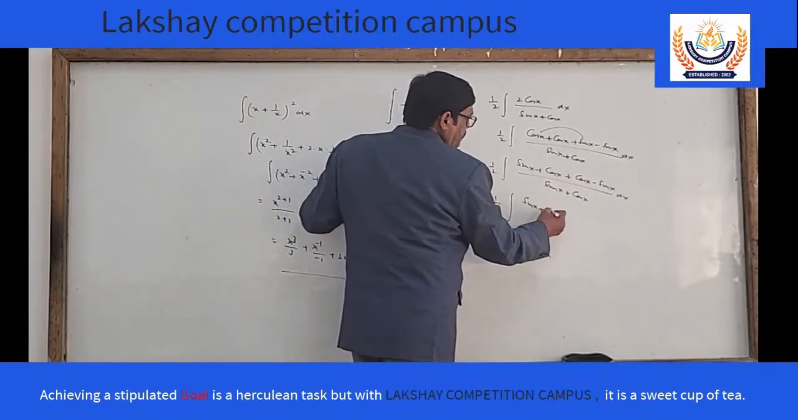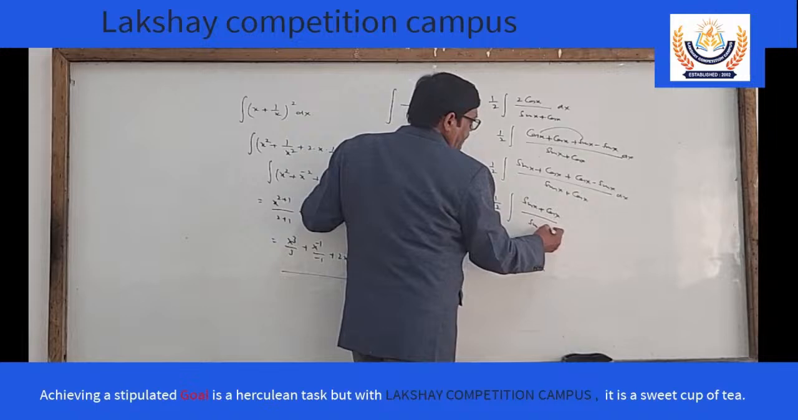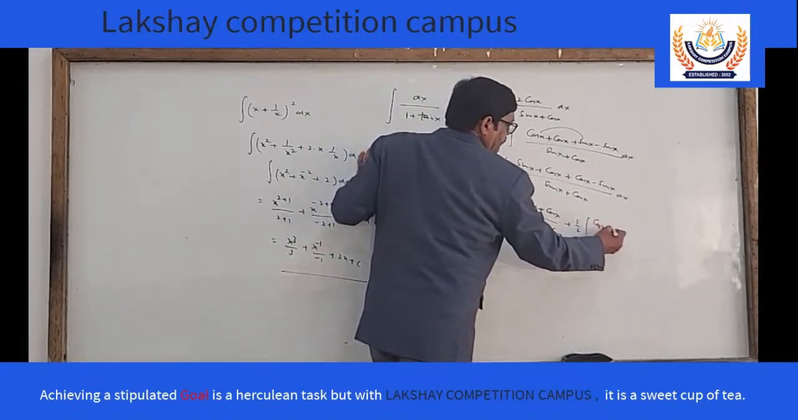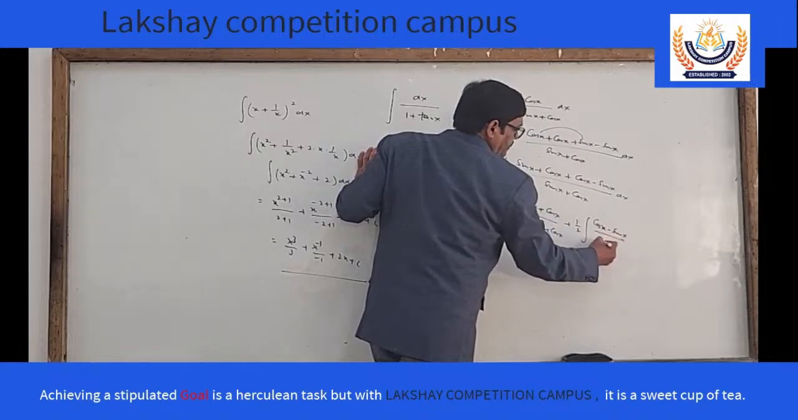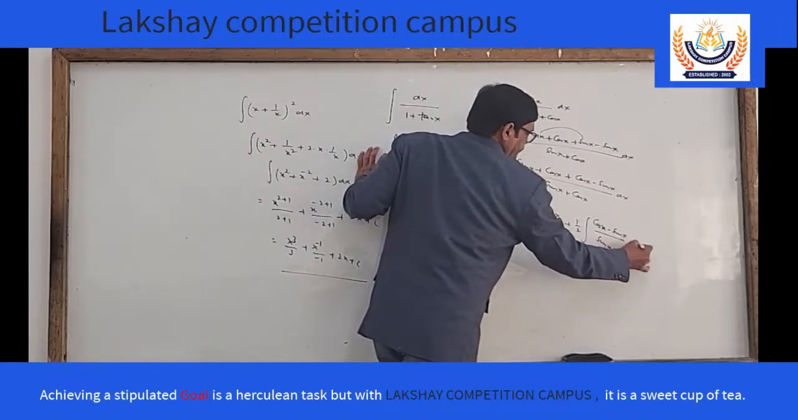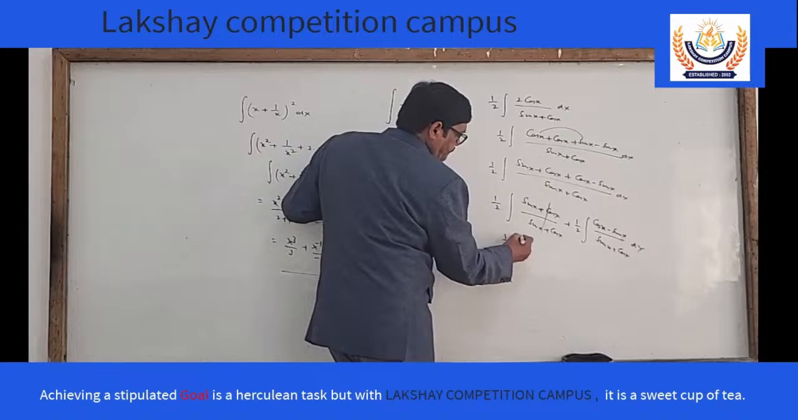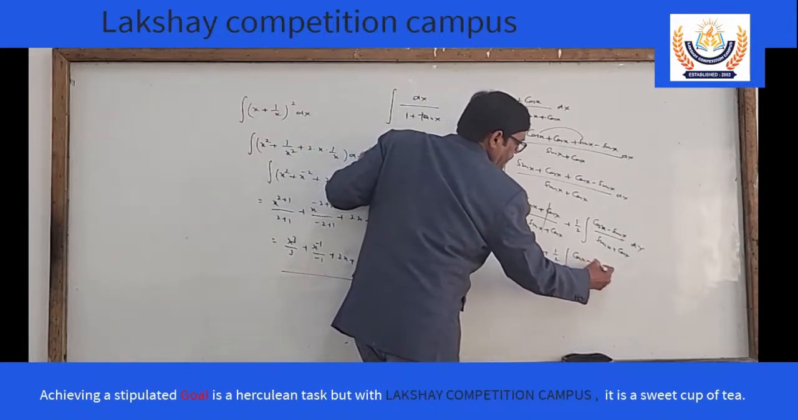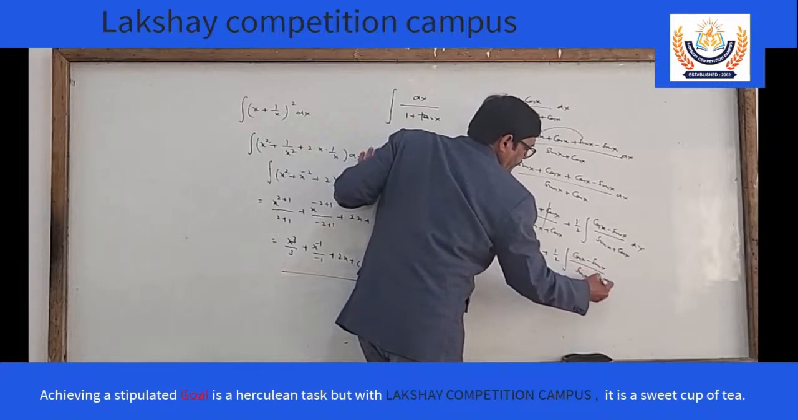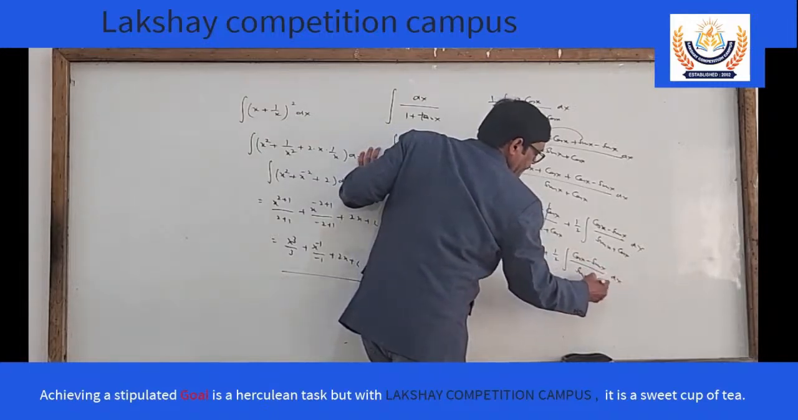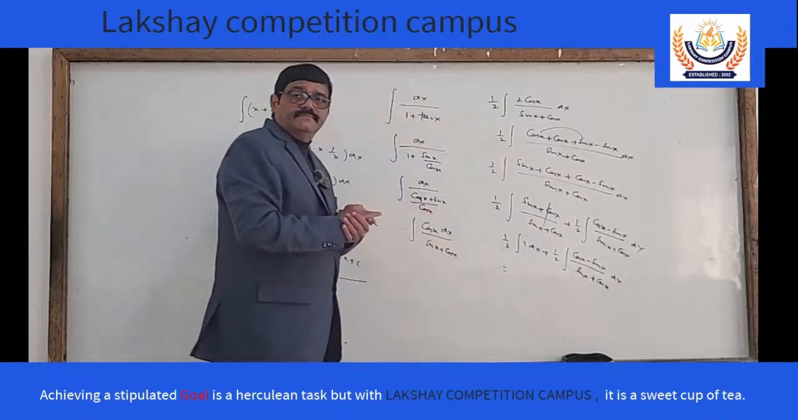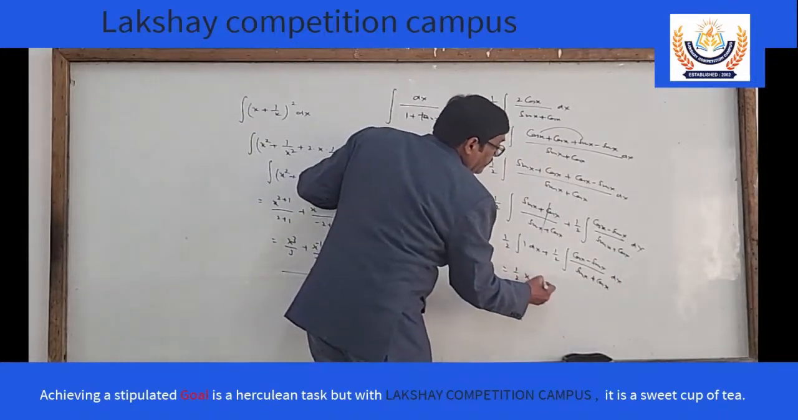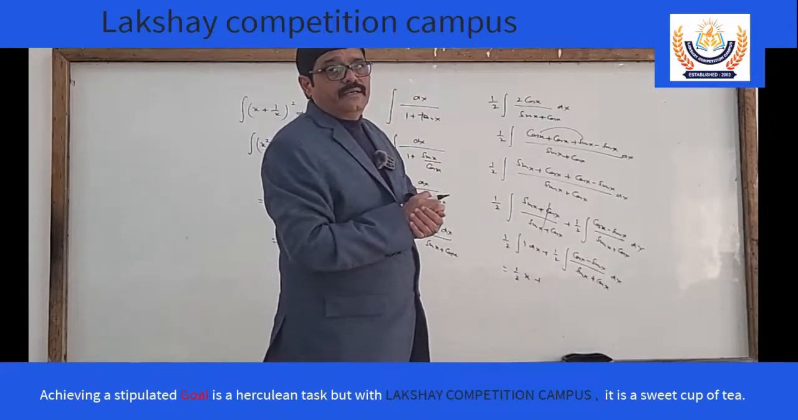1 by 2 times the integral of sin x plus cos x upon sin x plus cos x, and cos x minus sin x upon sin x plus cos x. The first becomes 1, and the second is cos x minus sin x upon sin x plus cos x, dx. What is the integration of 1? That is x.